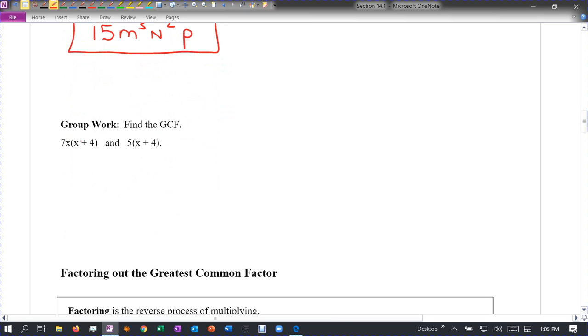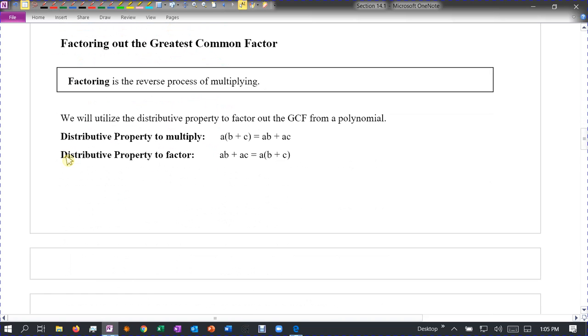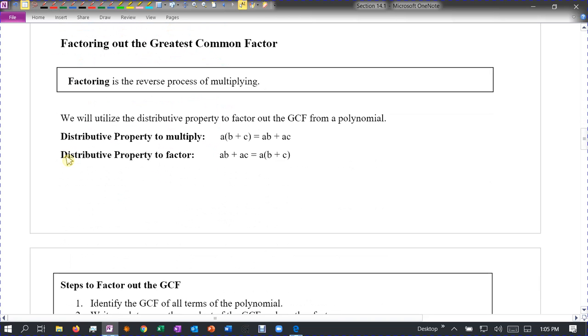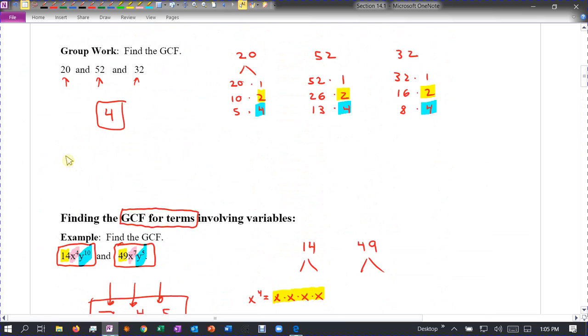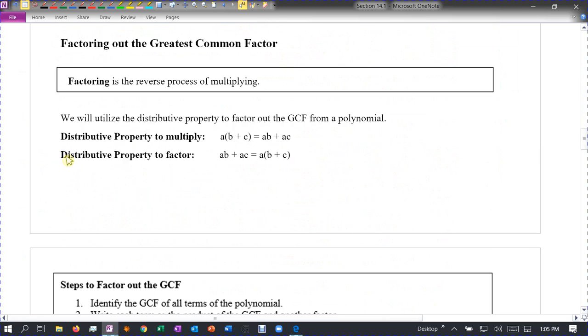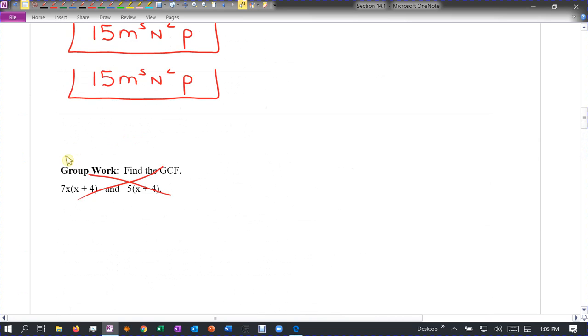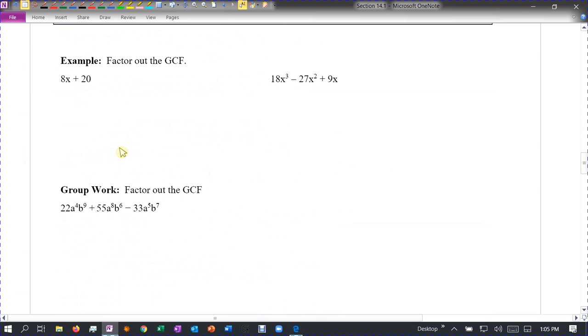Okay, skip this. I think that's a typo. All right, so now we're going to talk about factoring out the greatest common factor. So far we have not done any factoring. We're just practicing what it means to be a greatest common factor. Now we're actually going to do some factoring, and we are going to try and use what we know about a GCF.